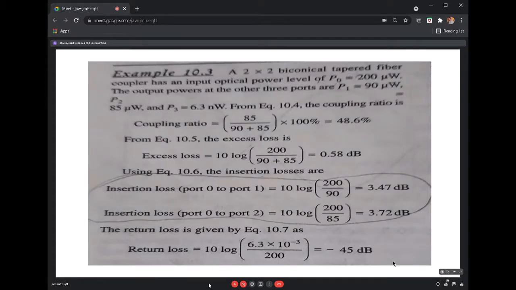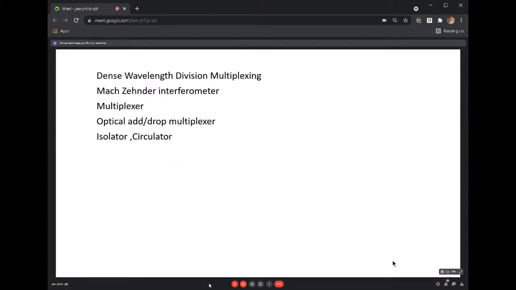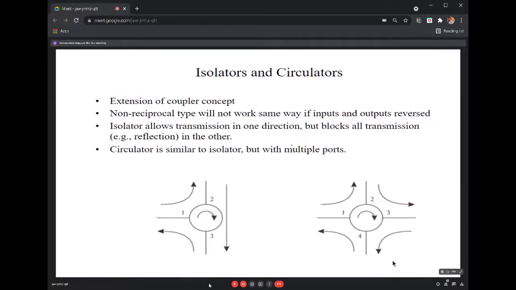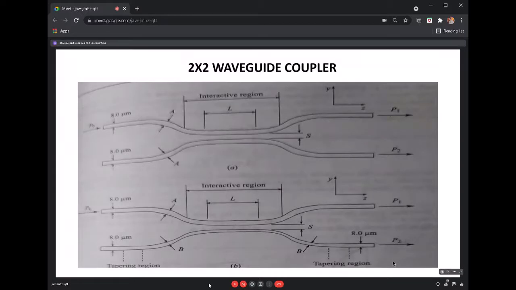Fine. Okay. Then after that, we were about to discuss all these topics. This I'll take up again. We discussed the 2x2 fiber coupler. Similarly, we need to discuss this 2x2 waveguide coupler. So we need to analyze a 2x2 guided wave coupler, which can be expressed as a 4 terminal device.